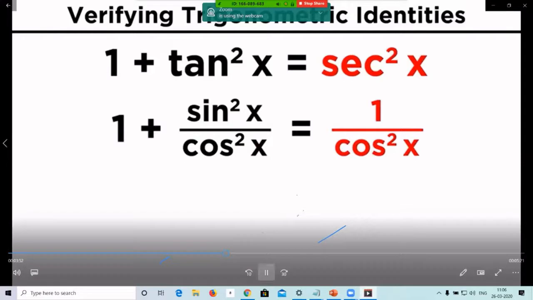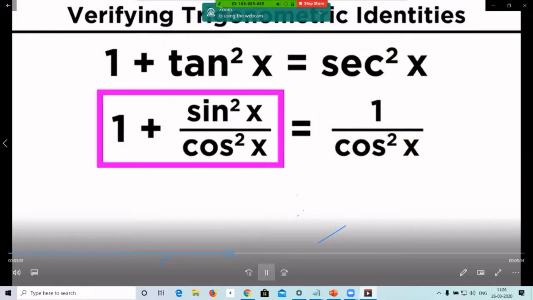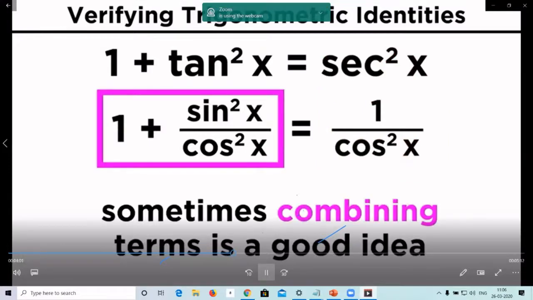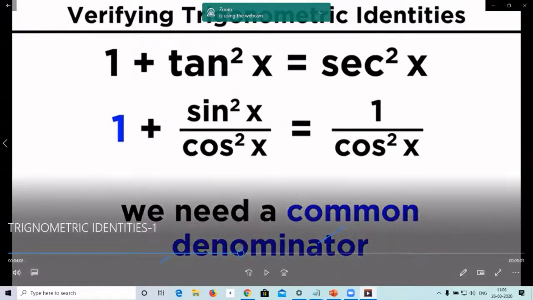Secant squared is 1 over cosine squared. Here's a hint. We have just one term on the right, but 2 on the left. So what if we try to combine these two terms somehow? Well, to combine terms, you need a common denominator. So what will be the common denominator? 1 plus sine squared x upon cos squared x. I think everybody knows that it's nothing but cos squared x only.